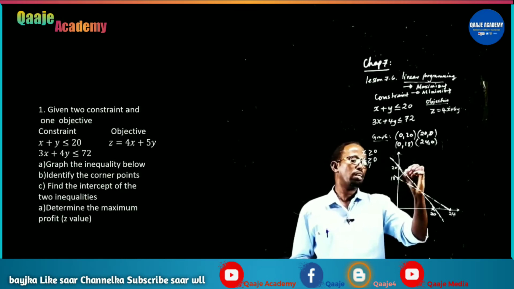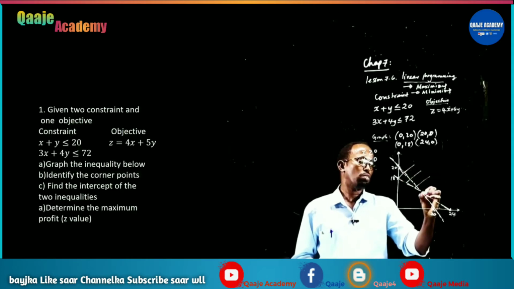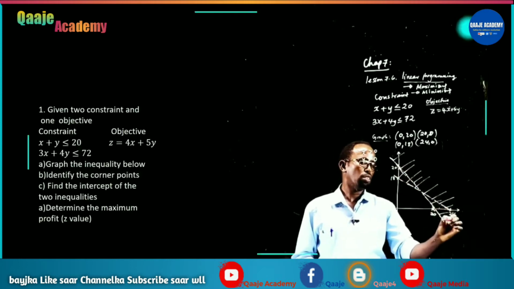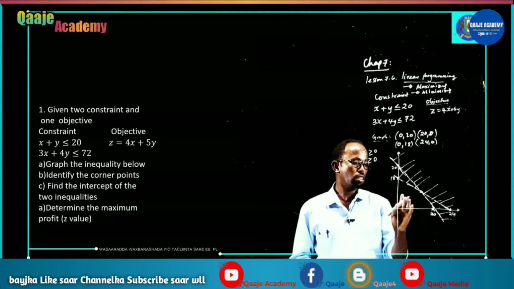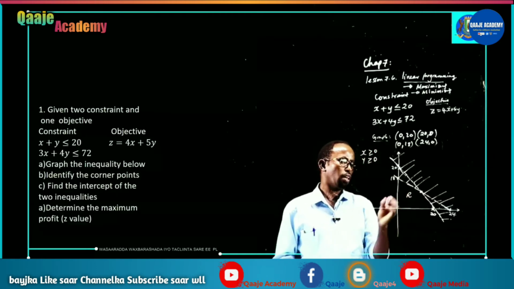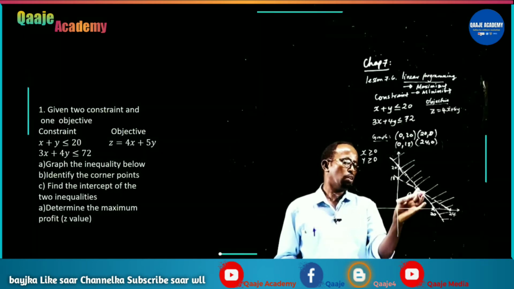So I will be shading the unwanted regions. We have wanted and unwanted regions. So this is my intersection point. This is my region R, and this is the region we will be looking for.